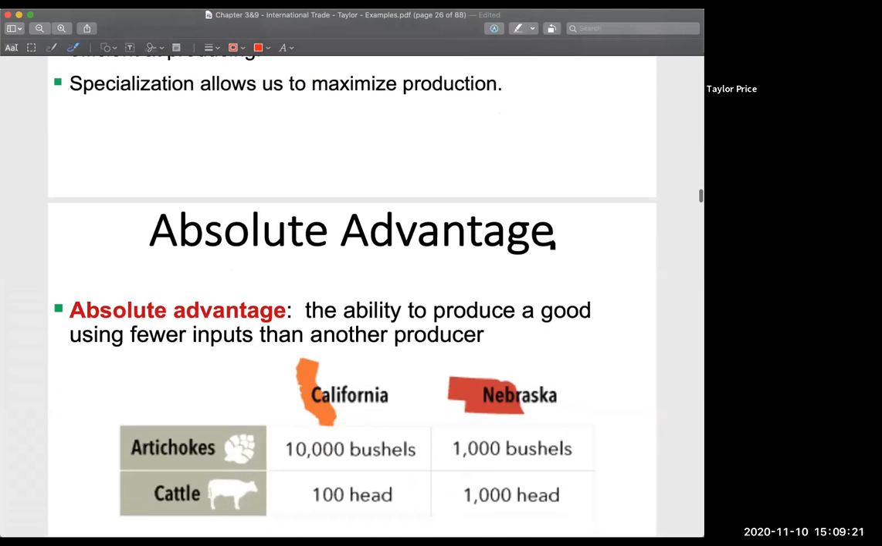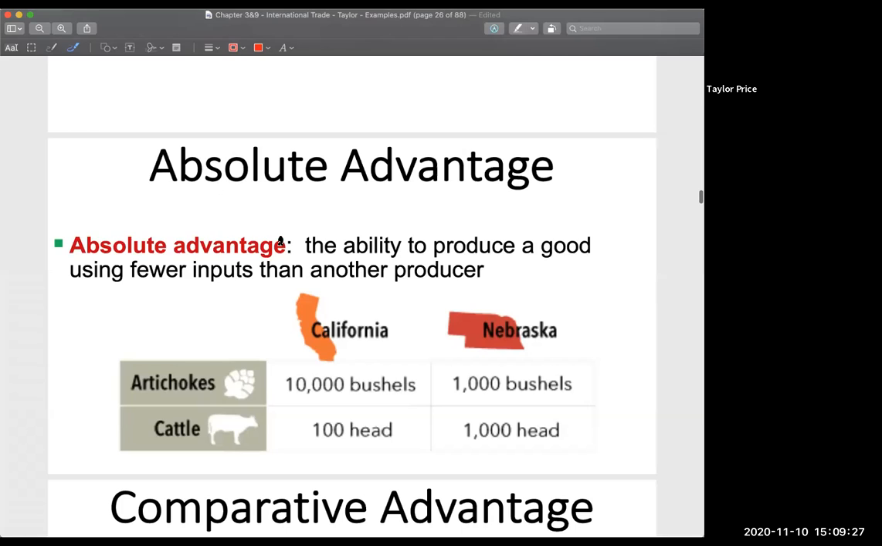So the difference between absolute and comparative advantage is really important to see. So let's say that we're looking for the absolute advantage in the production of artichokes. So it's basically just you are able to produce the most amount of the good. And so in this case, for artichokes, we can see that California has the absolute advantage in artichokes.